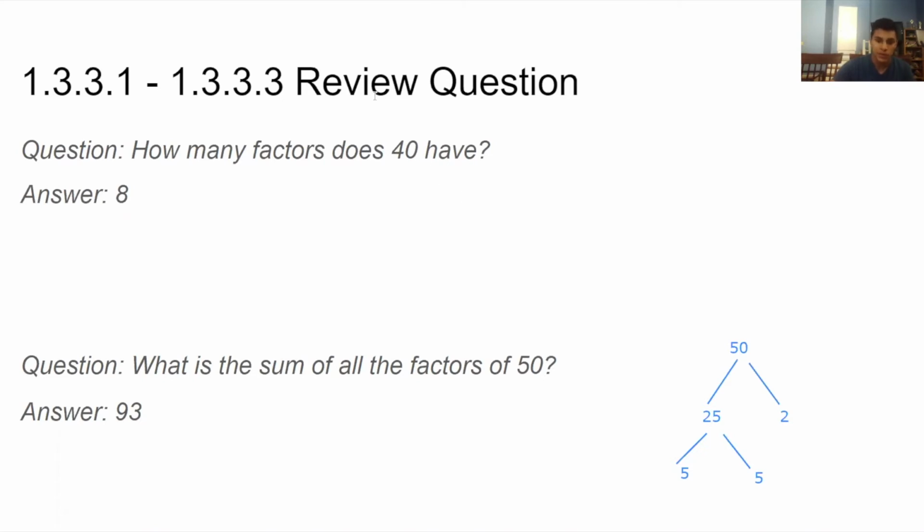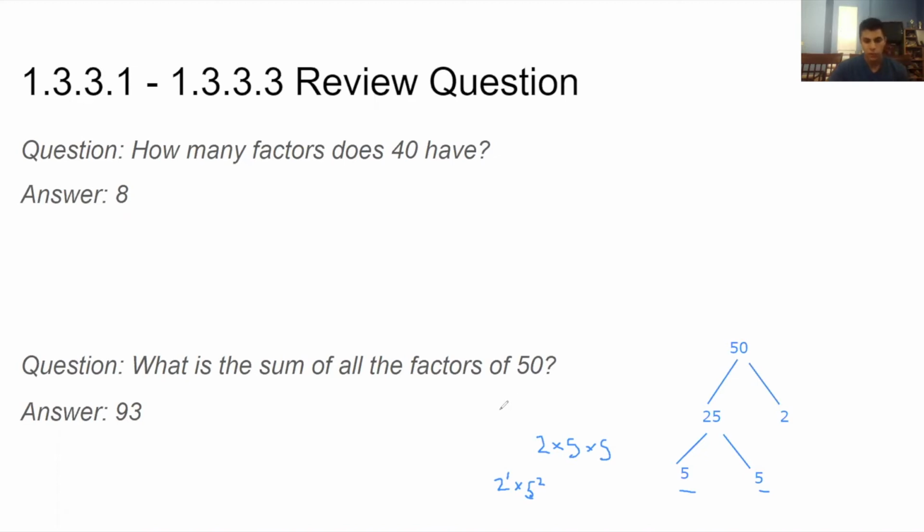So my prime factorization is going to be 2 times 5 times 5, because I have 2 5s in this tree diagram. And if I simplify this into exponential notation, it'll be 2 to the power of 1, which you don't have to write, but I'm going to write it for this purpose, times 5 to the power of 2. Okay, so my question is, what is the sum of all the factors of 50?